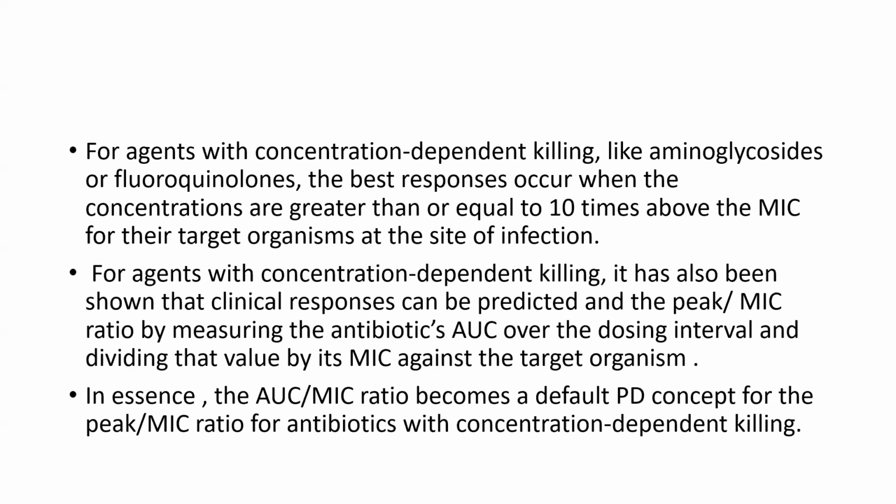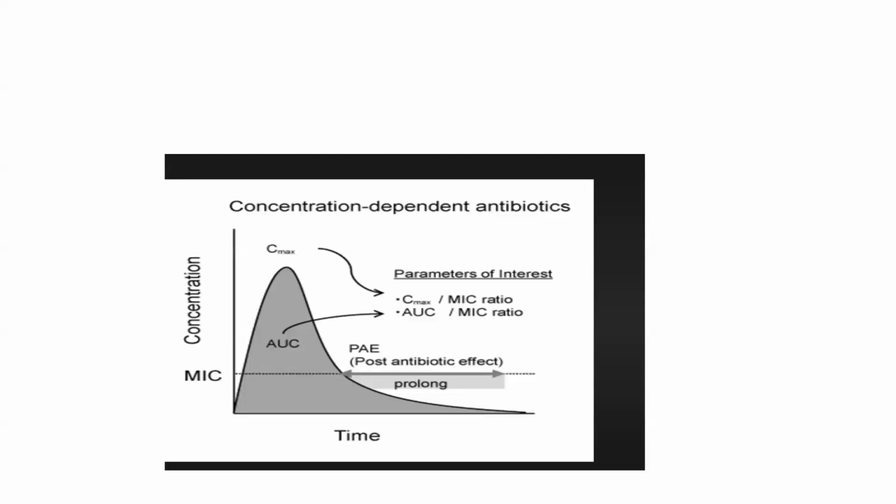For agents with concentration dependent killing like aminoglycoside or fluoroquinolone, best response occurs when concentrations are greater than or equal to 10 times above MIC for their target organism at the site of infection. For agents with concentration dependent killing, it has been shown that clinical response can be predicted by the peak by MIC ratio, by measuring antibiotic area under curve over the dosing interval and dividing that value by its MIC against the target organism. In essence, the AUC upon MIC ratio becomes the default PD concept for peak by MIC ratio for antibiotics with concentration dependent killing. So this is the pictorial representation of concentration dependent killing, where the concentration should be above the minimum inhibitory concentration.